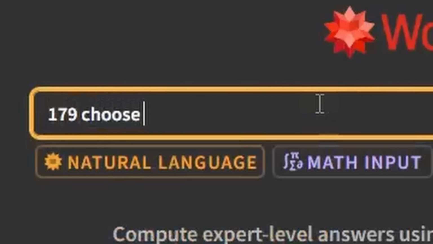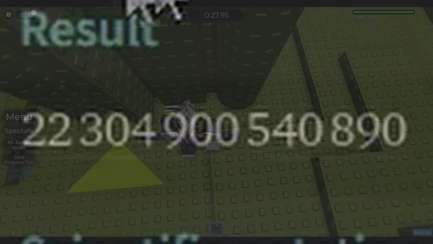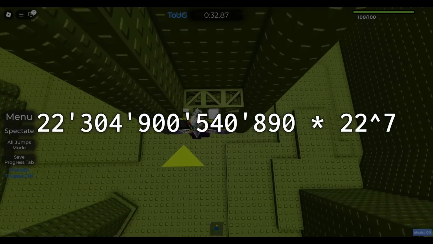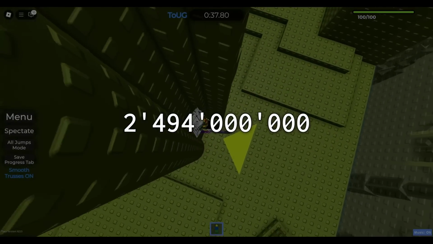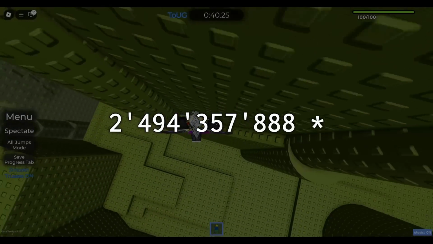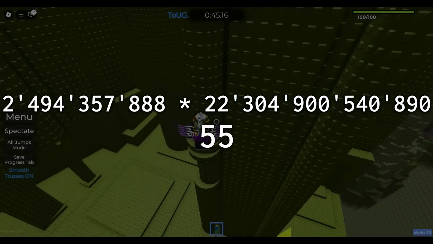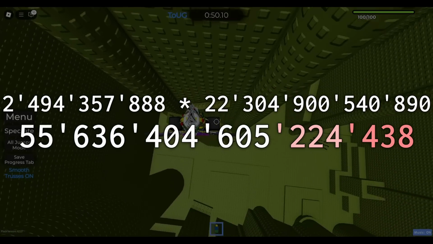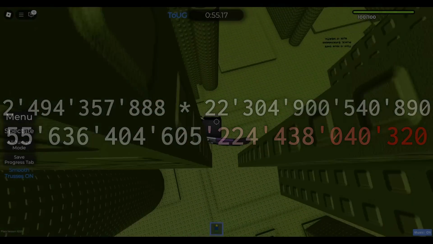just like we did with 15.2 million choose 3 earlier. Throwing this into Wolfram Alpha gives us a total of 22,304,900,540,890 options for that. This, combined with the 22 to the power of 7 animations, one for each limb, gives us 2,494,357,888 times 22.3 trillion options for a total of 55 sextillion, 636 quintillion, 404 quadrillion, 605 trillion, 224 billion, 438 million, 40,320 options in this section.